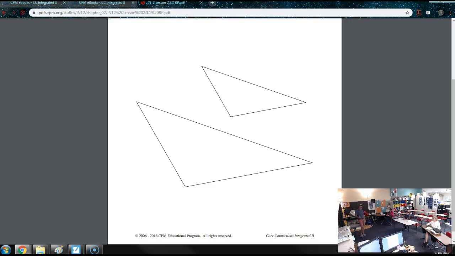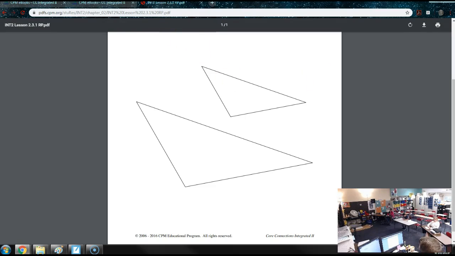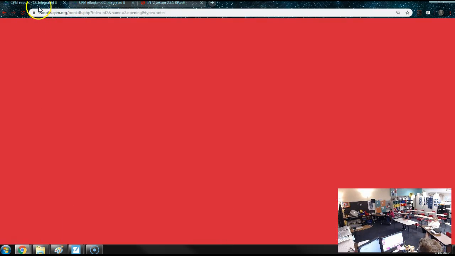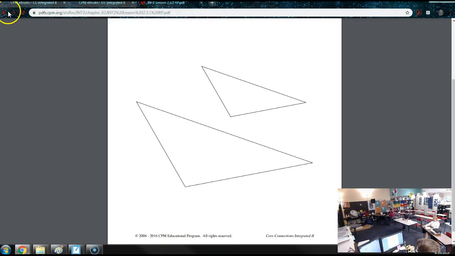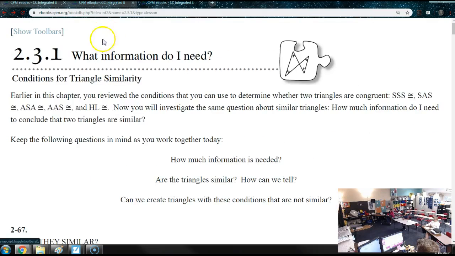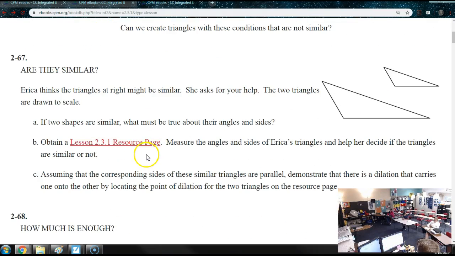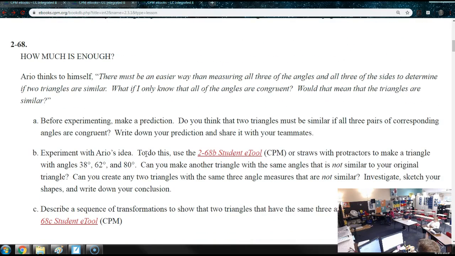Yeah, we can draw, we can measure, right? We can take a protractor, we can measure the angles. We can use a ruler, and we can measure the sides, and we could determine, are those similarity ratios there? Are those angles congruent? All right, so moving on from that one because we're not wasting the resource page.